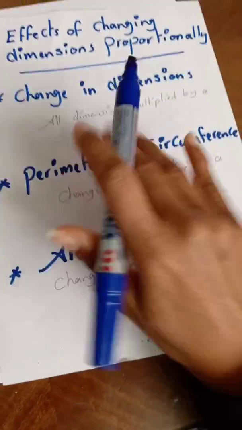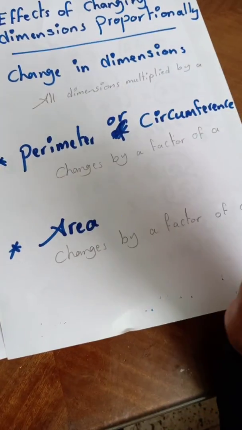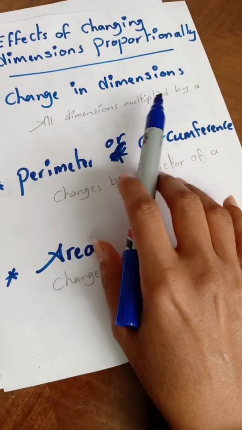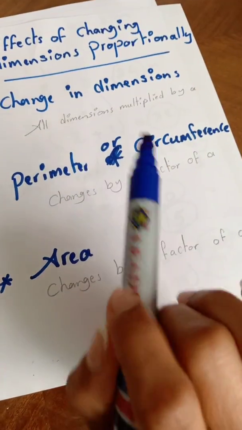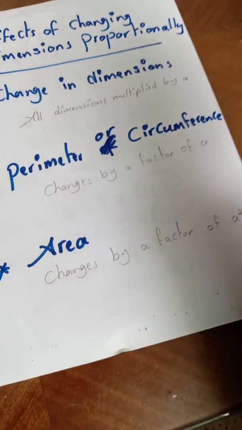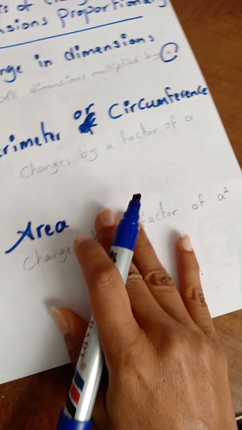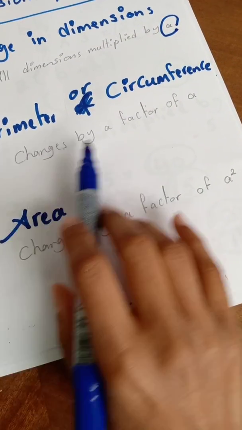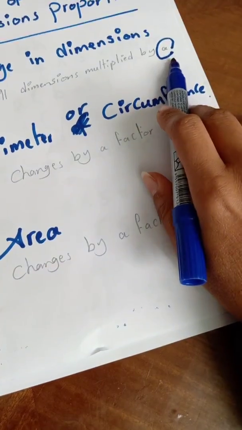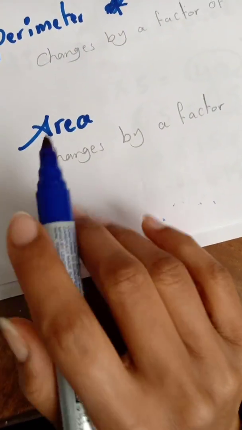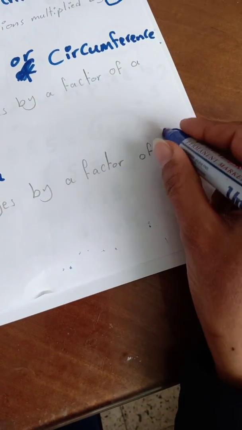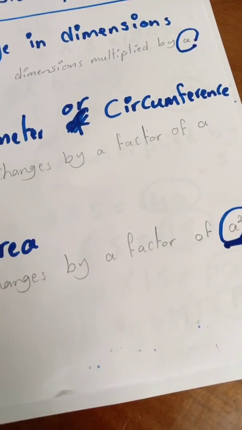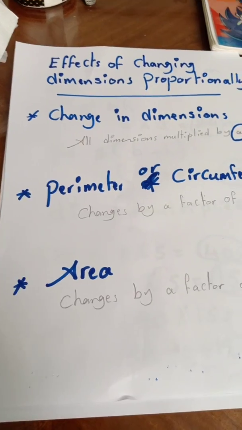Here is the effect of changing dimensions proportionally. First, the change in dimension. What happened to the dimensions? All dimensions are multiplied by the same number. Let's say this number is A. So, what's the effect on the perimeter or circumference? The perimeter or circumference changes by a factor of A as well. What about the area? The area will change by a factor of A squared. And this is the difference if we change the dimensions proportionally.